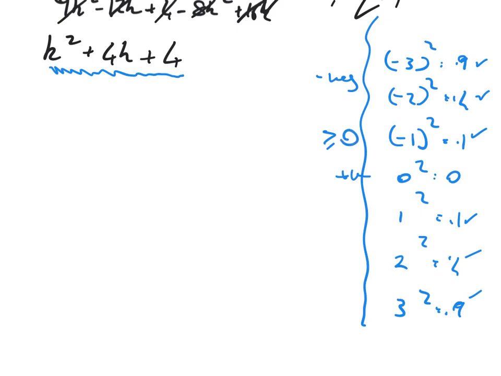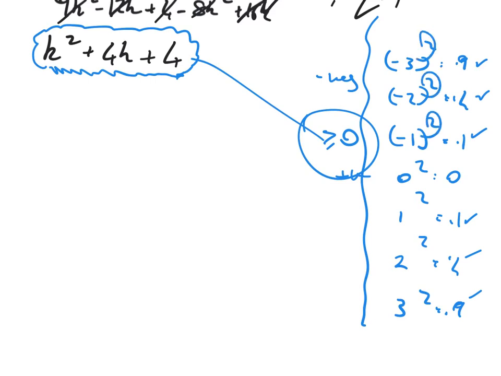So if we can package this up as a squared bracket, a squared term, then that means it must be greater than or equal to 0, because anything squared must hold a value which is either 0 or positive, therefore greater than or equal to 0. So if we can package this up as something squared, then that will prove that that's the case.